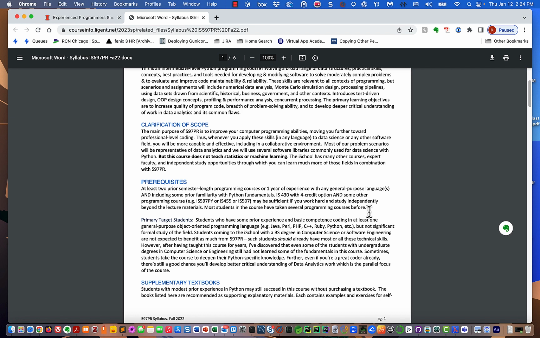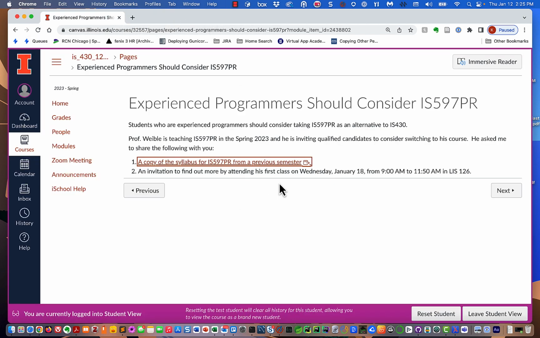It's an opportunity for those of you who have more experience, and I found that there have been some people who have found their way into IS430 with quite a bit of experience. And I invite you to go find out about this opportunity and decide if it's for you. All right, end of advertisement.